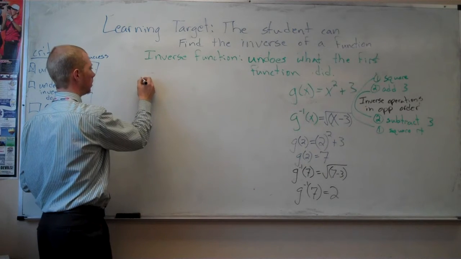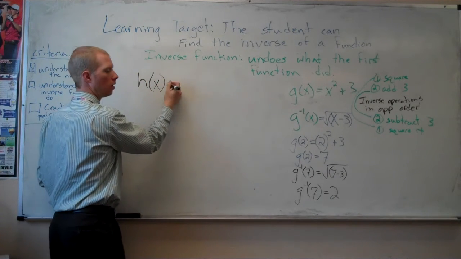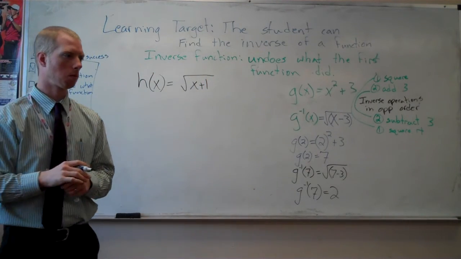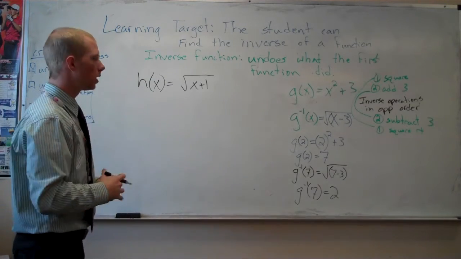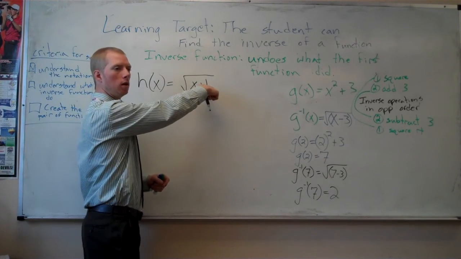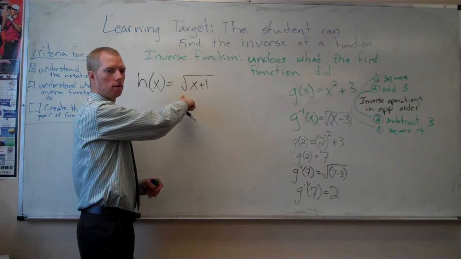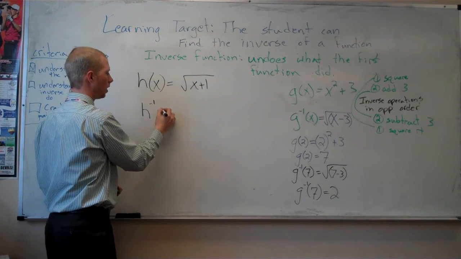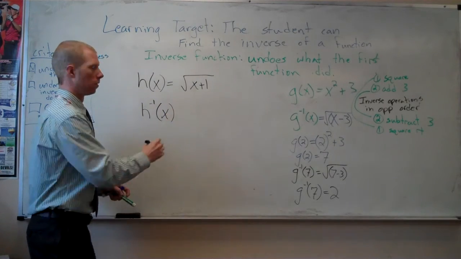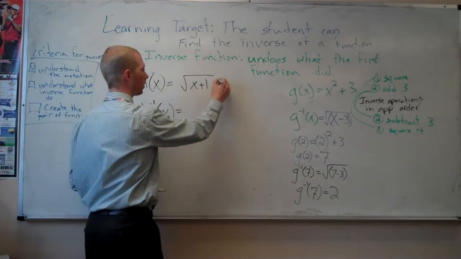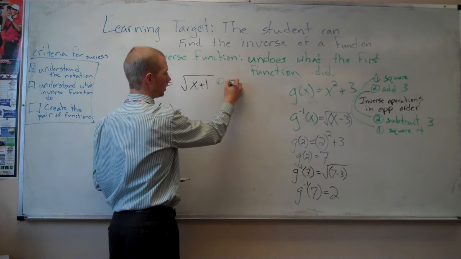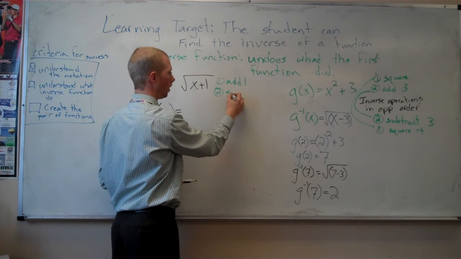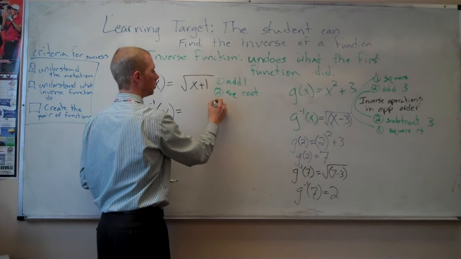Let's look at one more. Let's say h of x equals root x plus 1. The two things I'm doing to x here are adding and square rooting. Two things in that order. So the first thing I'm going to do when I create h of negative 1 is square it. Because the first thing I'm doing here is adding 1. The second thing is square root.